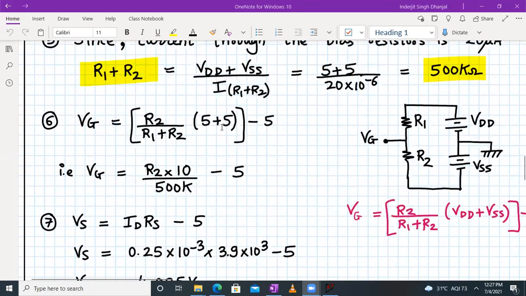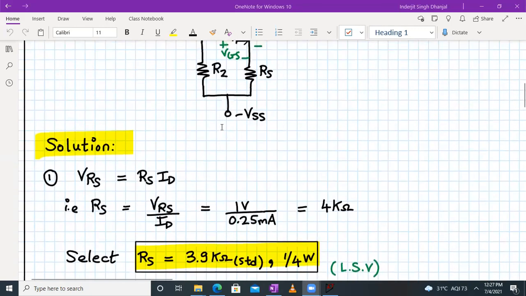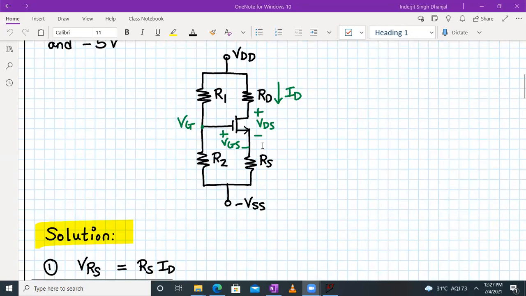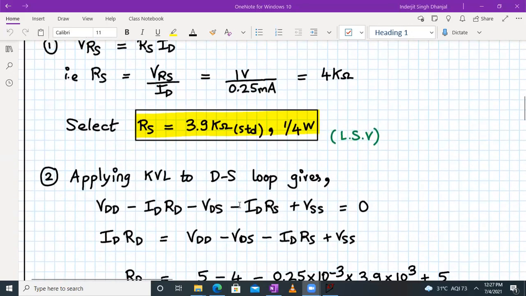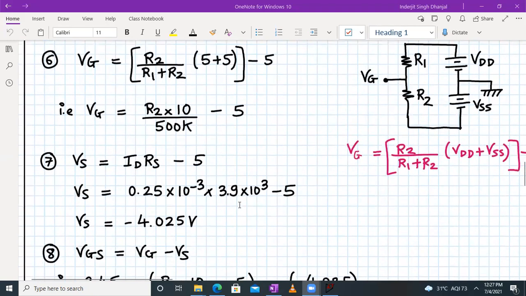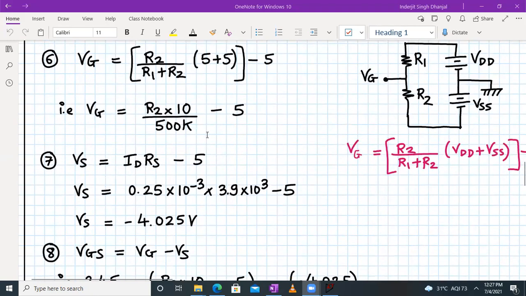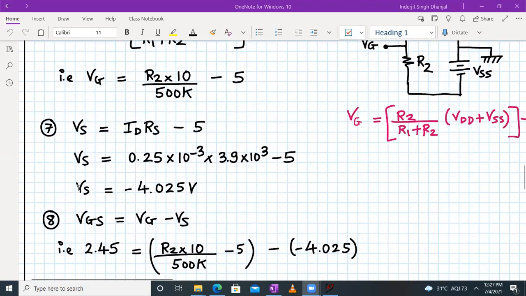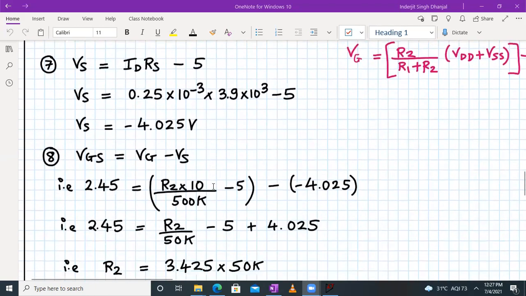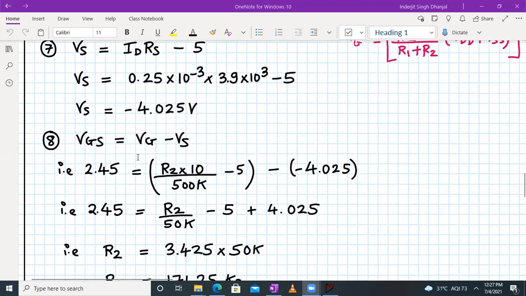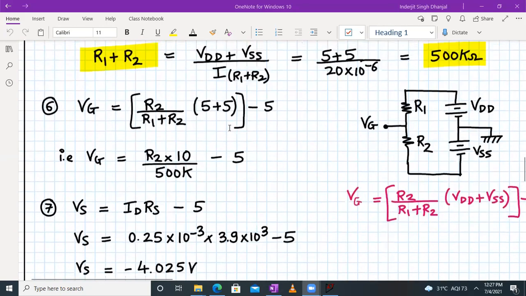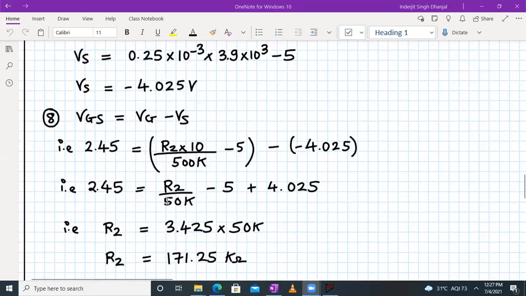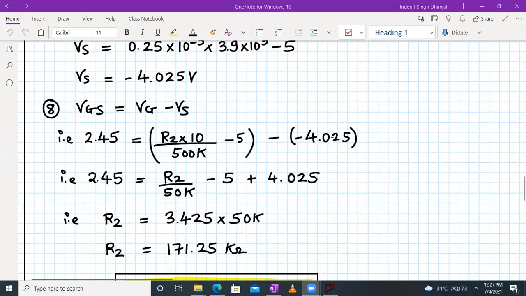Next, what is VS given by? Let us go back to the circuit diagram. VS will be given by IDRS minus VSS, which is 5 volt. So you calculate the value of VS, which comes out to be minus 4.025 volt. Now VGS will be equal to VG minus VS. VGS we have calculated as 2.45, the VS value is minus 4.025, and the VG value is this equation, R2 into 10 divided by 500K, minus 5.